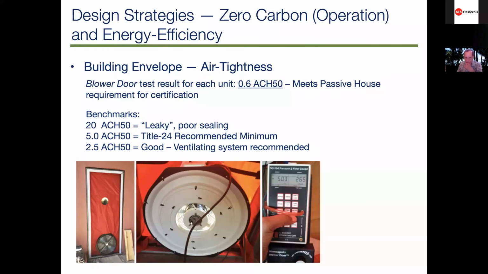It's good. A ventilated system is recommended. What that means is have outdoor fresh air ventilation like an HRV or heat recovery ventilator added to the system. If you get this low, you get down to 2.5. 5.0 is like the Title 24 recommended minimum. The house is leaky enough, you don't have to worry about indoor air quality. 20 is the typical house that doesn't try to seal itself. So that's roughly what these numbers mean. Passive House has 0.6. That's really, really tight. And you prove it by a test, and it's got to perform.